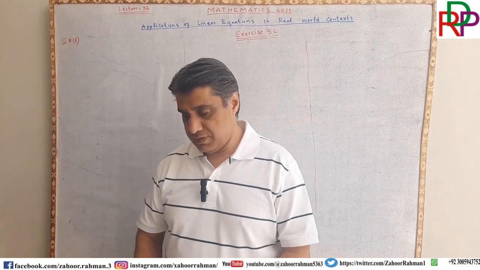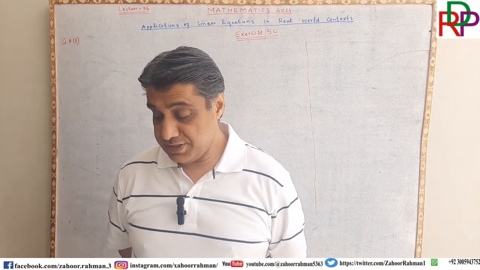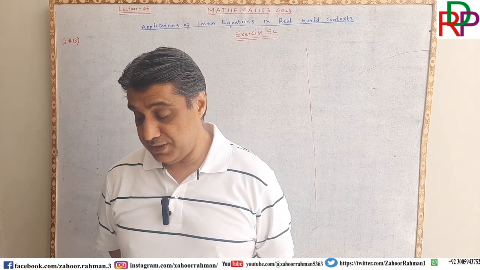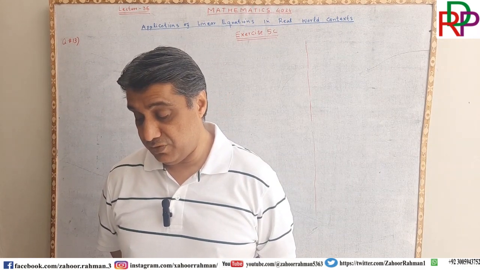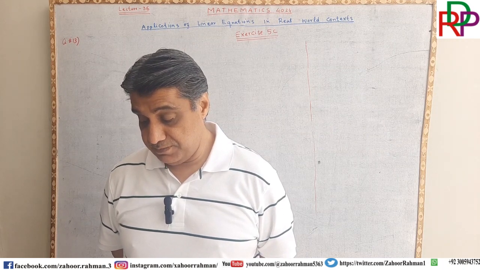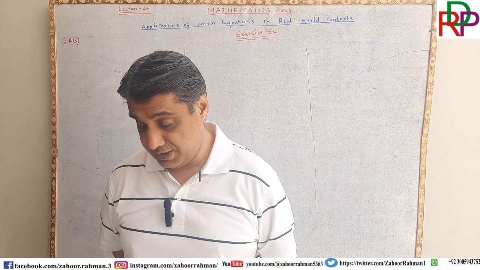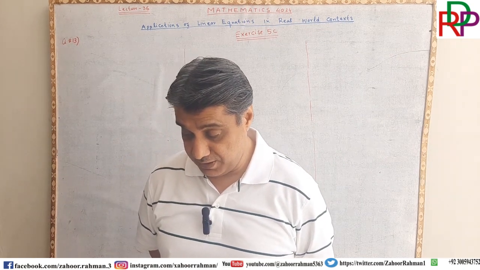Okay, let us start the 13 number question. Katie cycles the first 350 kilometer of a 470 kilometer journey at a certain average speed, and the remaining distance at an average speed that is 15 kilometer per hour.